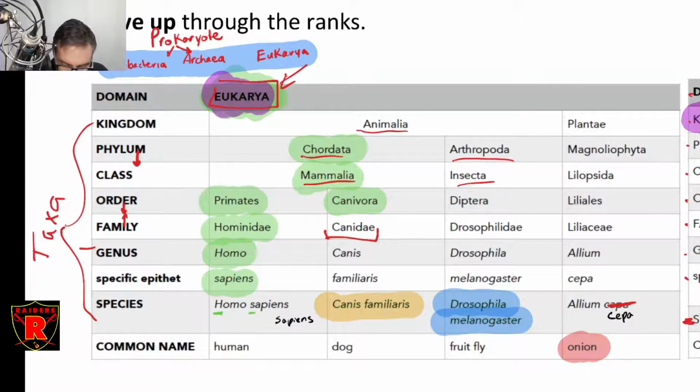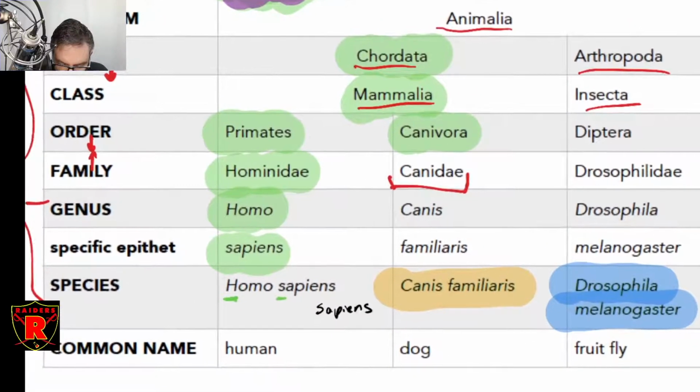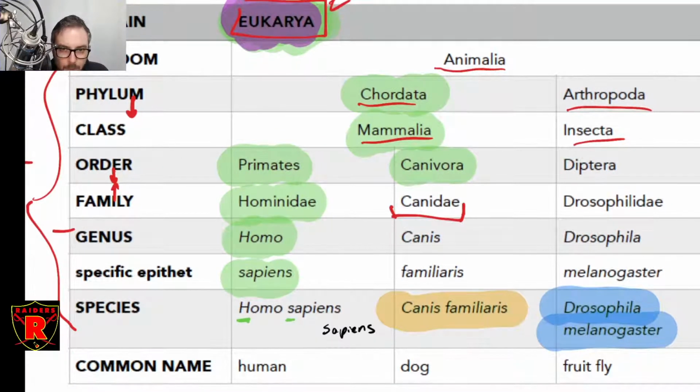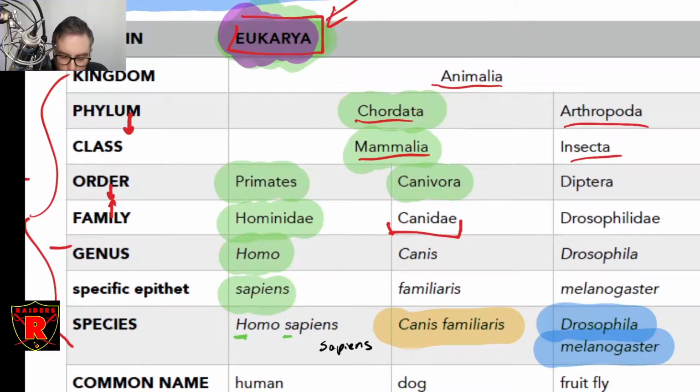So let's look at the difference between us and, let's say, dogs. Okay, so the modern domesticated dog. Well, we share some groupings with dogs. We belong to the same kingdom, obviously. We're both animals. We belong to the same phylum. We're both chordates. We belong to the same class because we're both mammals. However, after that level of organization, it starts to break down a little bit.